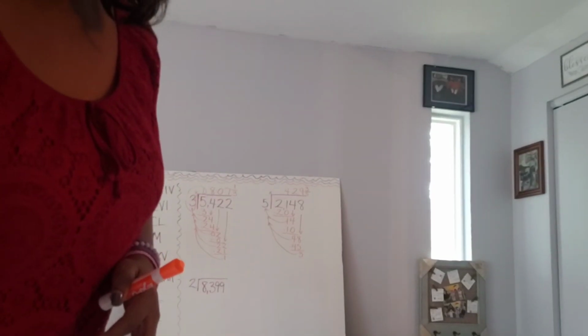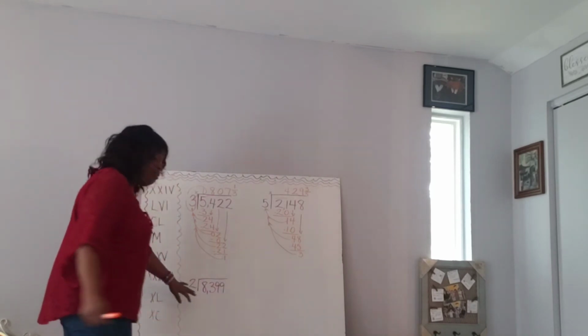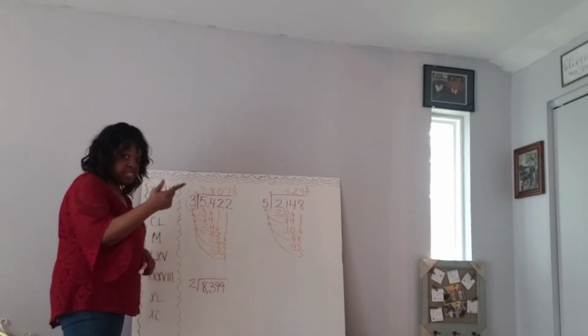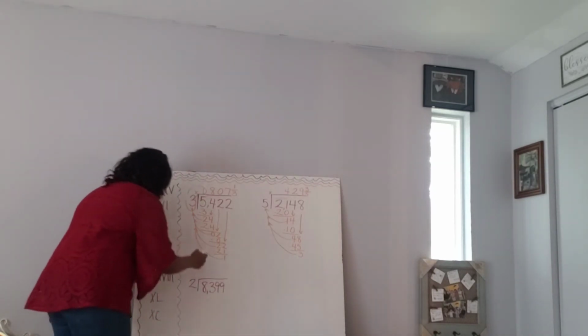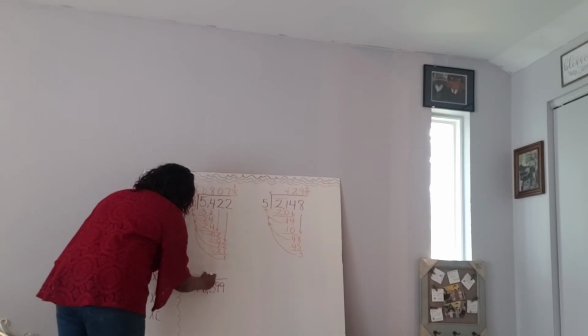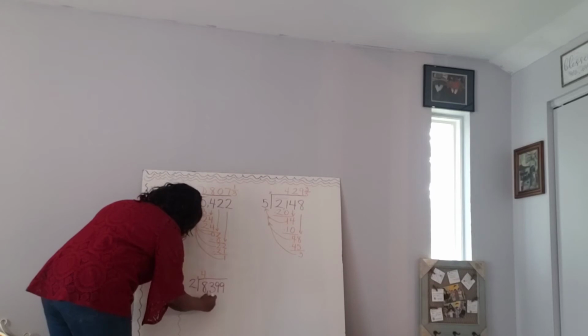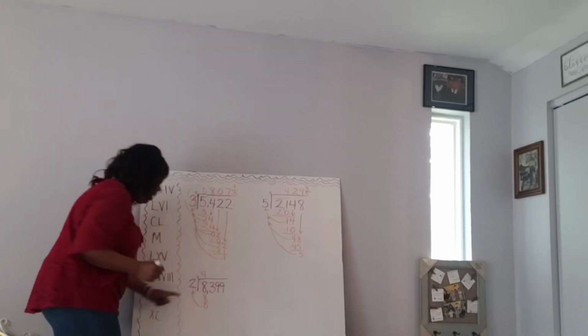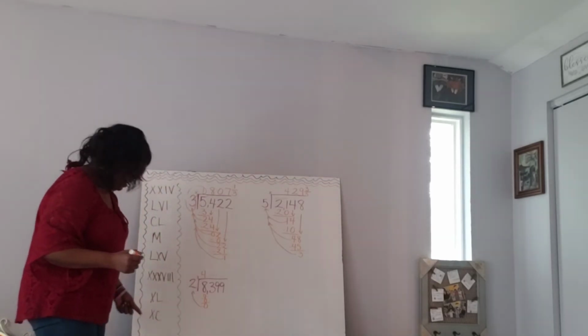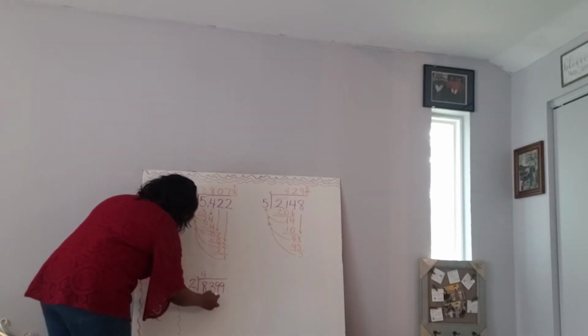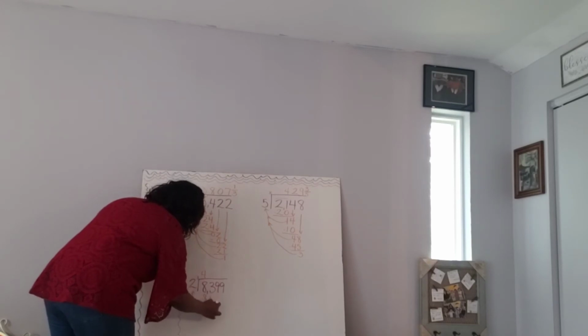Then we have one more at the bottom to do. We're going to look at how many 2s are in 8. 2, 4, 6, 8, right? So we put our 4 right on the top, and we multiply. 2 times 4, which equals 8. 8 minus 8, we subtract. 0. Compare. Is 0 less than 2? Yes, obviously. Then we bring down our 3.